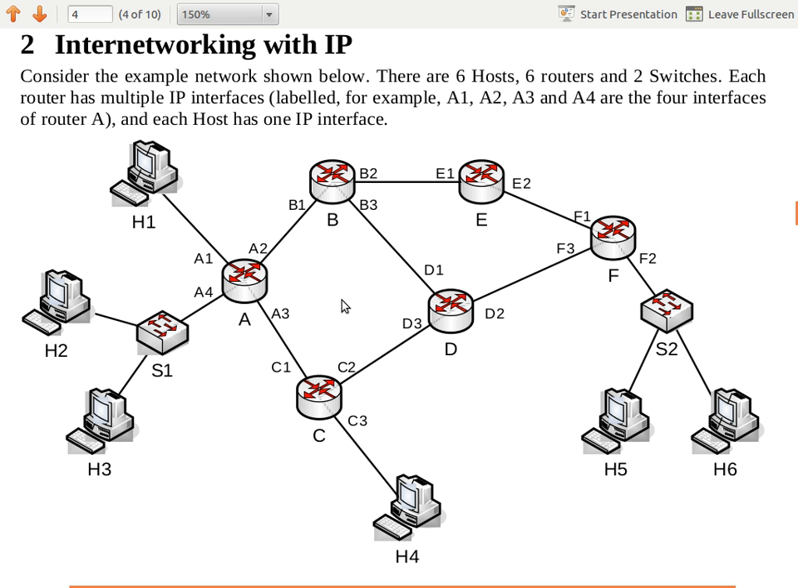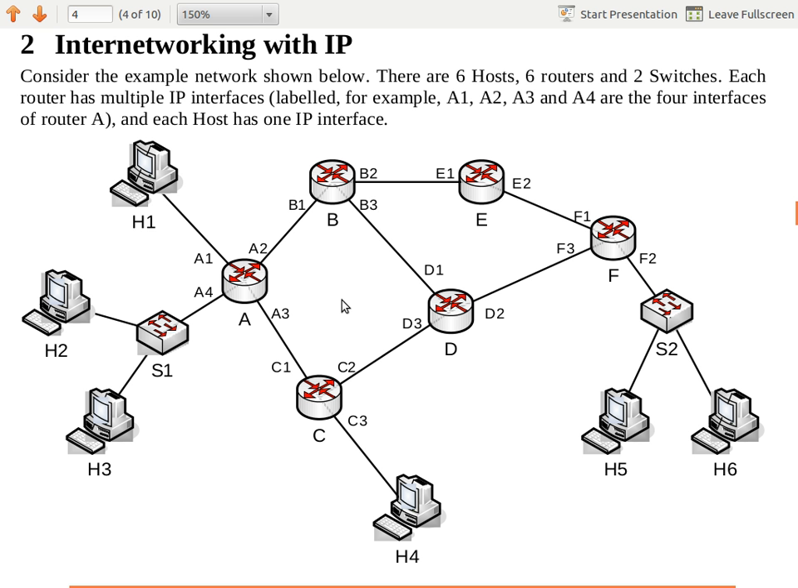H1 has a datagram to send to H5. It sends to A1. Now A1 has a datagram to send to H5. Where does it send? A1 has this datagram, destination H5. Where does A1 send to? It sends along the least cost path. The options are either B1 or C1. Which one does it choose?